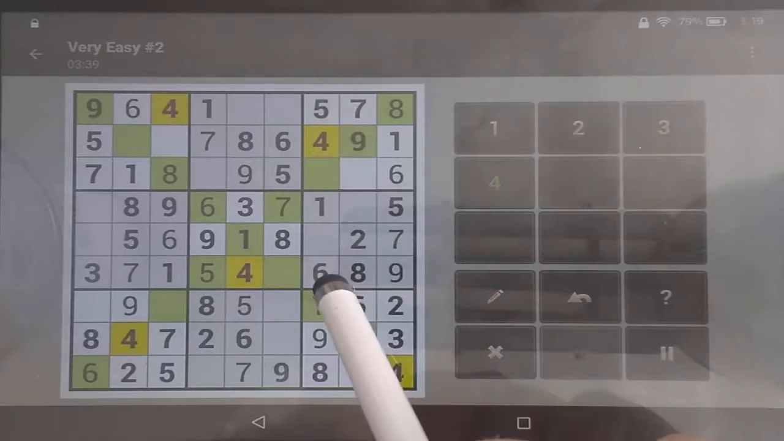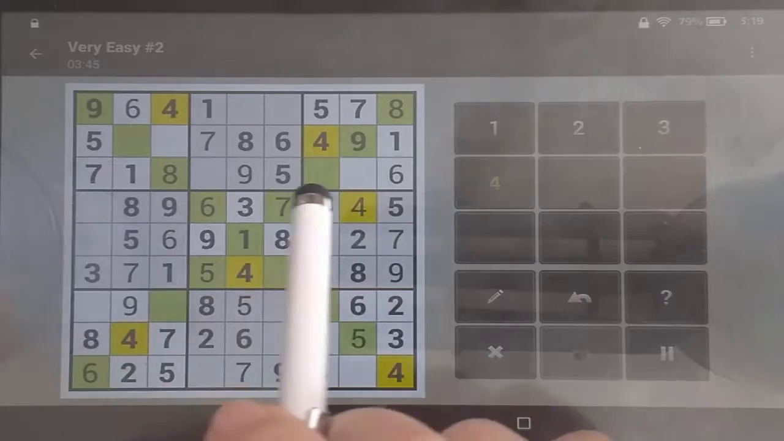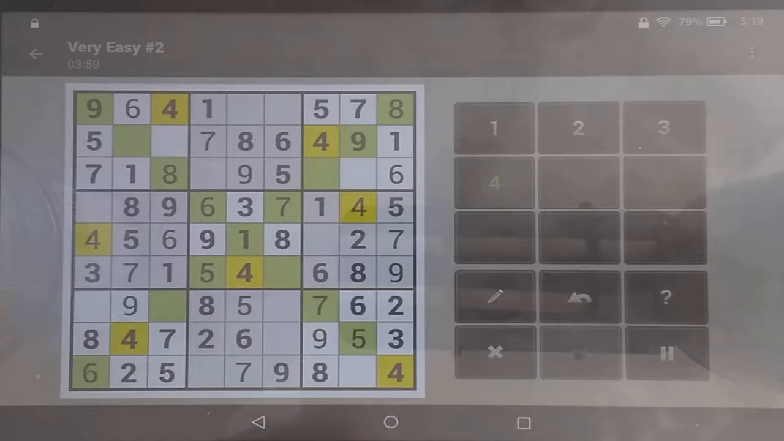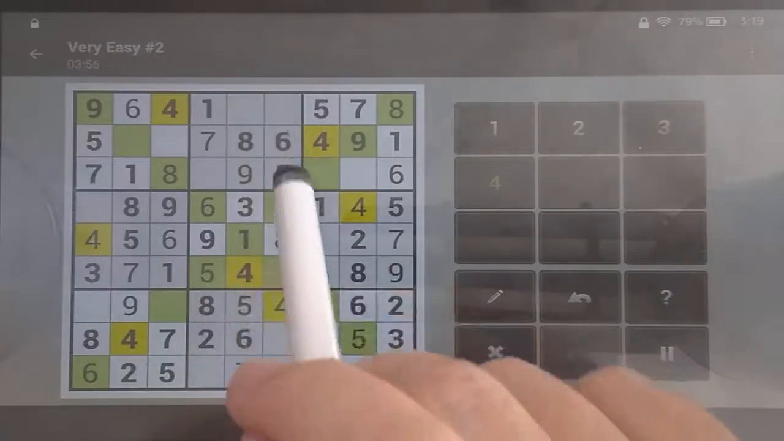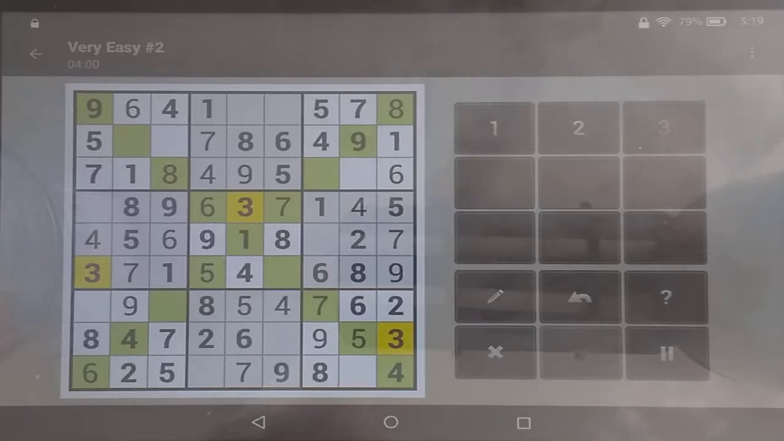Almost there. This 4 is blocking that column, so that is where that 4 goes. Now this one is blocking that, so that's where that 4 must go. This 4 blocks this 4 blocks this, so there's our 4, and now these 2 columns are blocked, so our 4 must go there. On to the 3s.